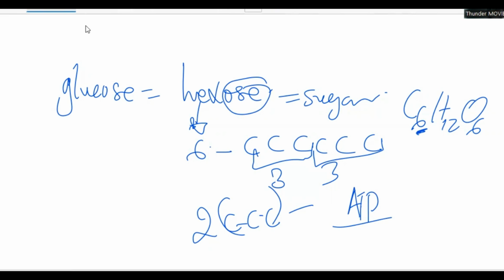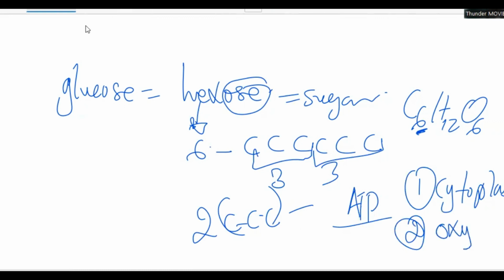This process of glycolysis takes place, number 1, in the cytoplasm. It doesn't take place in the mitochondrion yet. And number 2, what you need to take note of, it takes place in the absence of oxygen. It results in the production of less energy and also 2 molecules of pyruvate, which are made up of 3 carbon atoms.